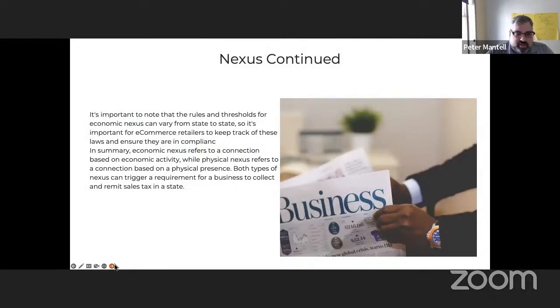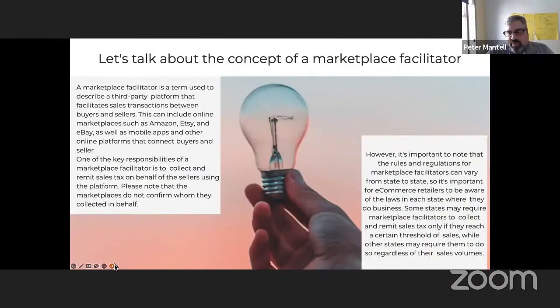To kind of close things out and move forward, the final piece I'll cover is Marketplace Facilitator. And specifically within Marketplace Facilitator, this is an area that's adding much more complexity. A lot of retailers say, well, awesome, Amazon's collecting and remitting on my behalf, I'm good to go, don't need to worry about it. And nothing could be further from the truth.